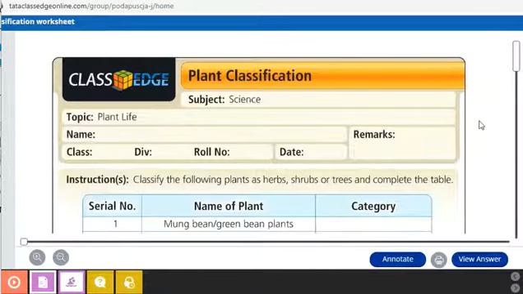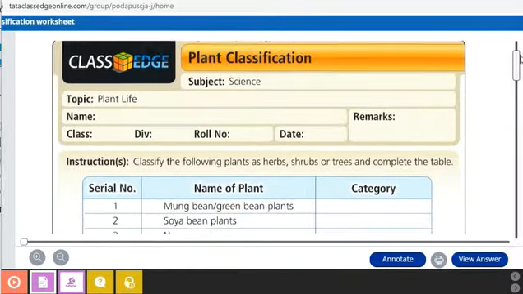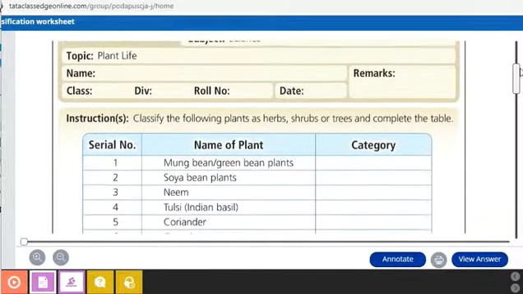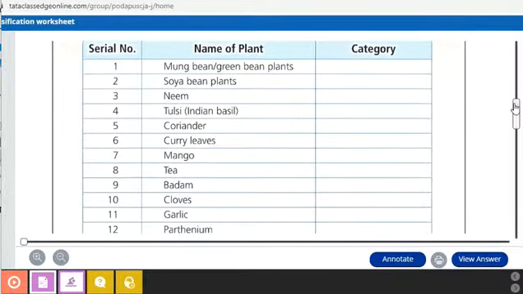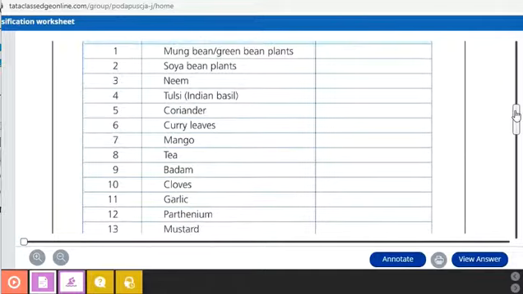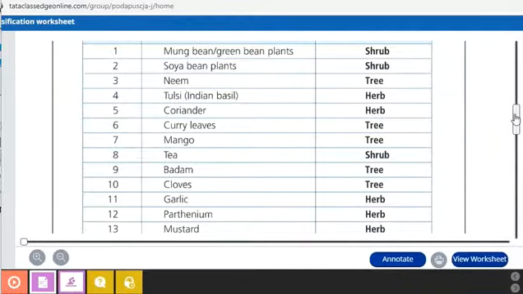So next worksheet is about the classification of plants. Here you have to classify plants as herbs, shrubs or trees, and complete the table. Moong, green bean plant, is a shrub. Soya bean is a shrub. Neem is a tree. Tulsi is a herb. Coriander is a herb. Curry is a tree. Mango is a tree. So let's see the answers.